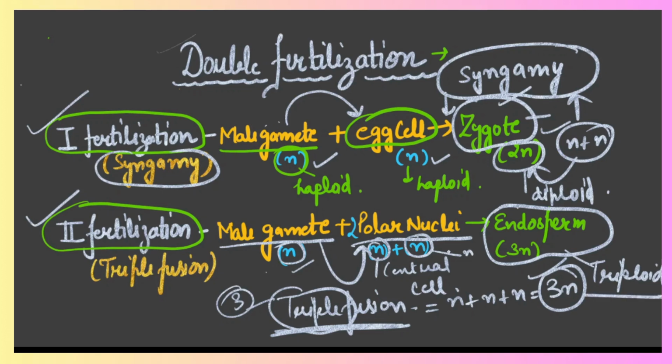Now the structure formed by the fusion of the male gamete with the two polar nuclei is the endosperm. The ploidy of the endosperm is 3N. This is very, very important. Okay, I hope this fertilization process is clear to you all.